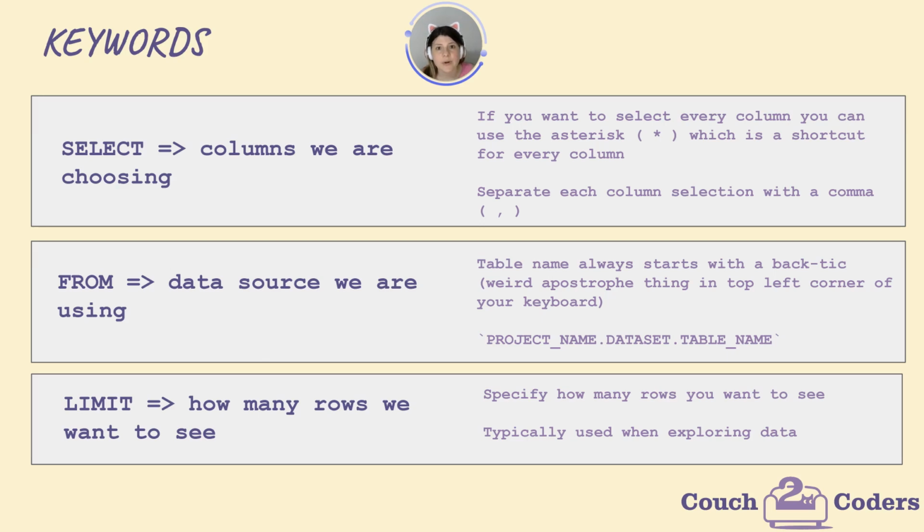This is a super important keyword for the Couch to Coders program. I want to make sure that we always have that in our queries unless specifically stated. That way we don't waste our data pulling back a million rows when we don't need to.